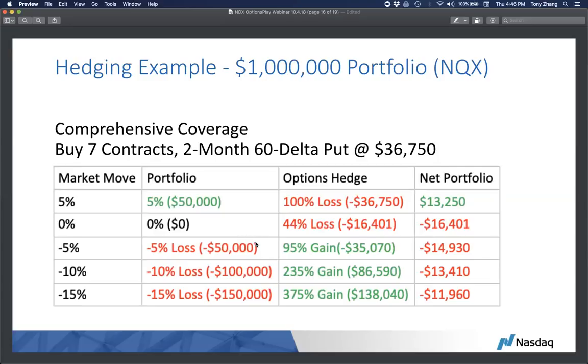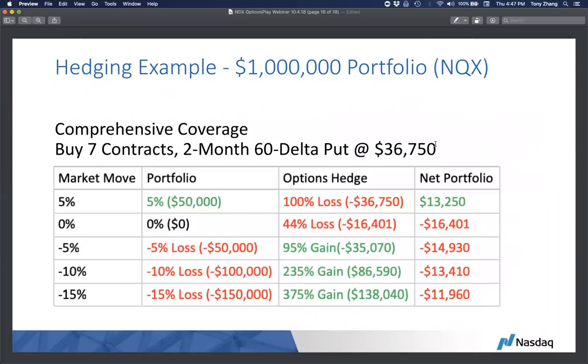So as the market moves down $50,000, $100,000 to $150,000, the most I lose here is about $15,000, because I've bought this comprehensive insurance that protects me very close to dollar for dollar for my losses, which gives me a much better protection to the downside. So this is for those of you that are looking for more comprehensive coverage.